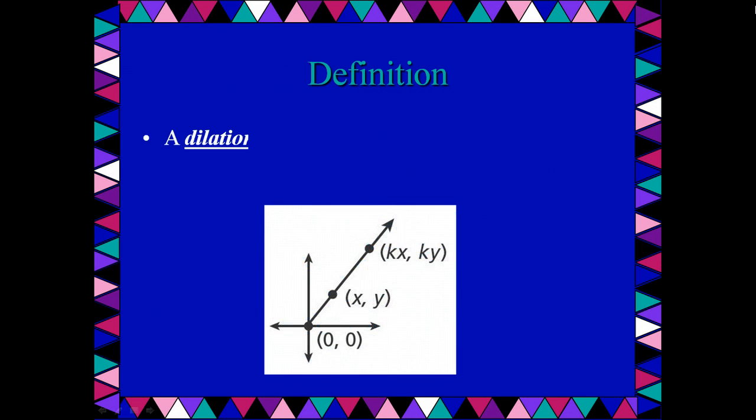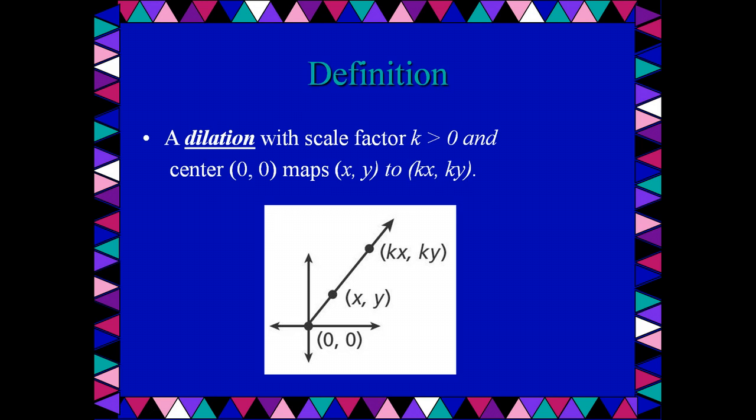Let's start with the definition of dilation. A dilation with a scale factor k greater than 0 and center at 0, 0 maps (x, y) to (kx, ky). So we start with the little segment here, 0, 0, and then (x, y), whatever x and y are. And then we multiply the x and the y by k, so we get a new point. And you can see that it makes our segment longer.